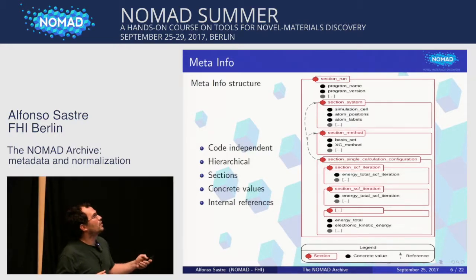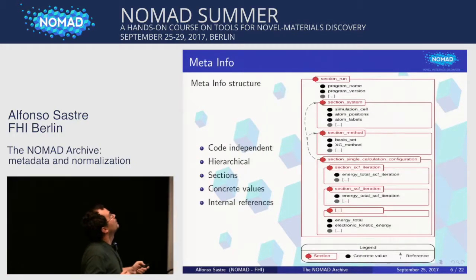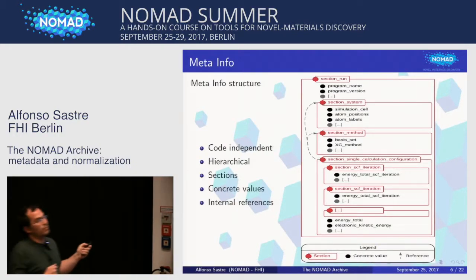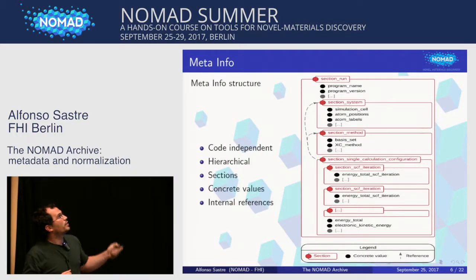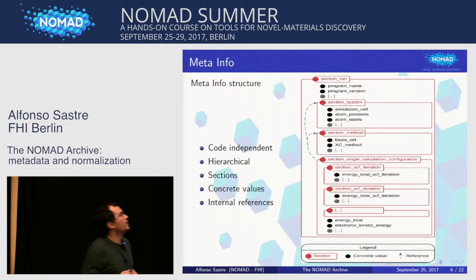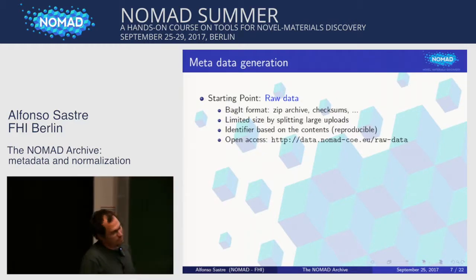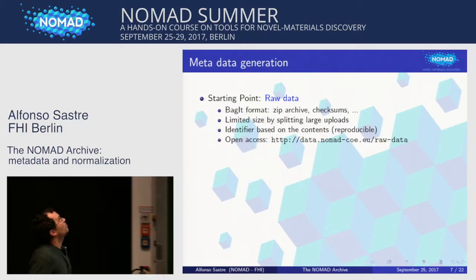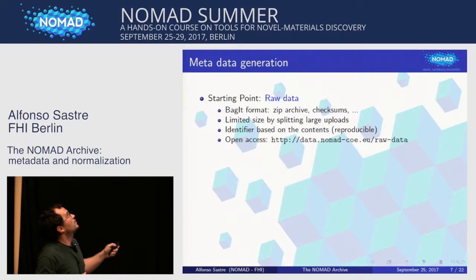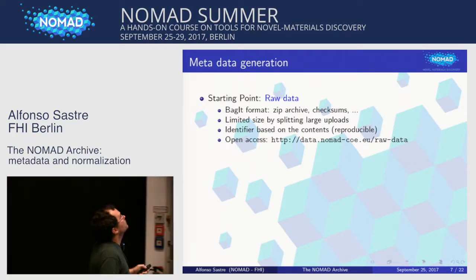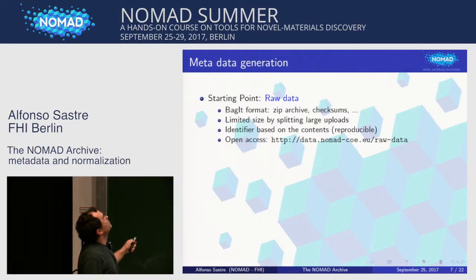So what we do is we extract the information from the input-output data, and we create these files with this structure containing the metadata. Now I'm going to explain briefly how we do this. The first thing we do is take the data from the repository, the raw data, and we zip it in this bucket format.